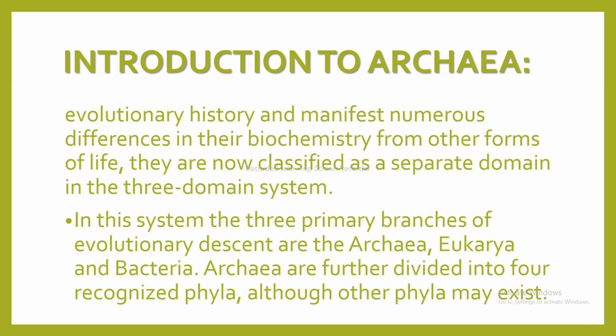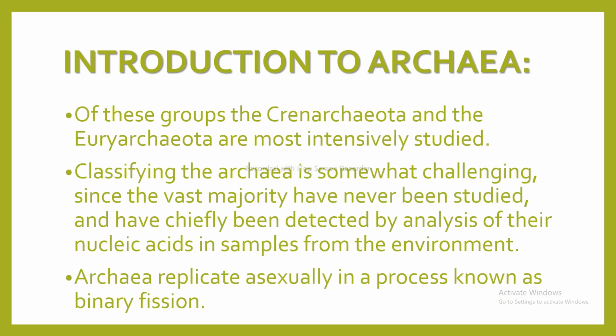In this system, the three primary branches of evolutionary descent are the Archaea, Eukarya, and Bacteria. Archaea are further divided into four recognized phyla, although other phyla may exist. Of these groups, the Crenarchaeota and the Euryarchaeota are the most intensively studied. Classifying the Archaea is somewhat challenging, since the vast majority have never been studied and have chiefly been detected by analysis of their nucleic acids in samples from the environment.